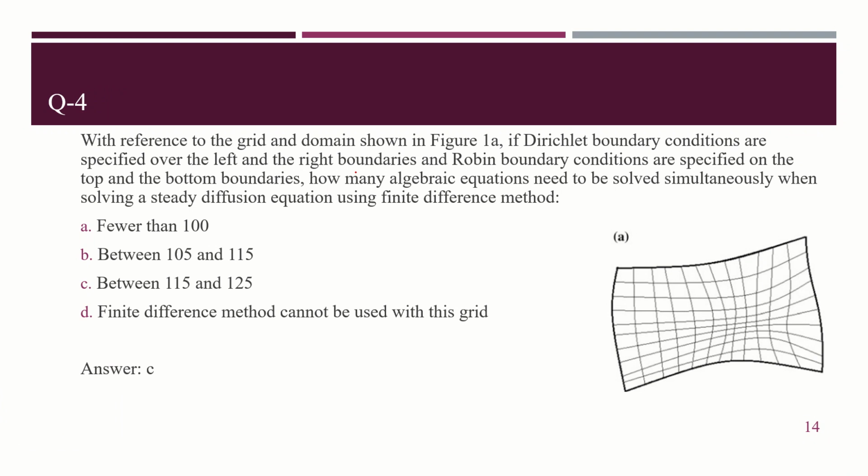So what we are dealing with, we have 10 cross 12 cells. Since we are using the finite difference approach, we have 11 cross 13 equations. I hope you remember, because we will be using the equations at all the points. So that many equations we will be having.